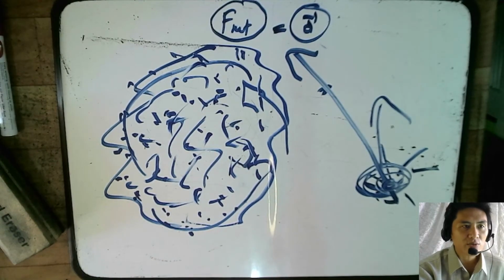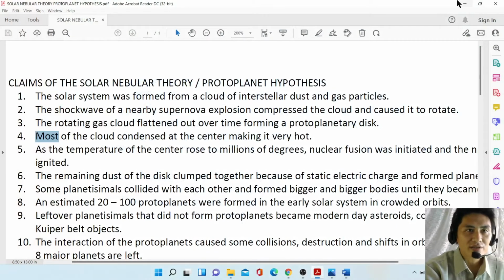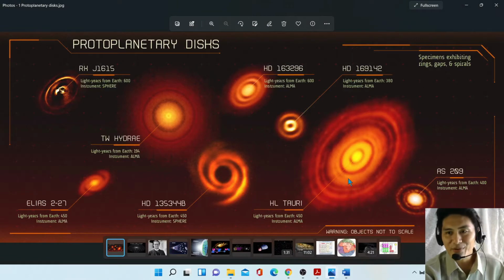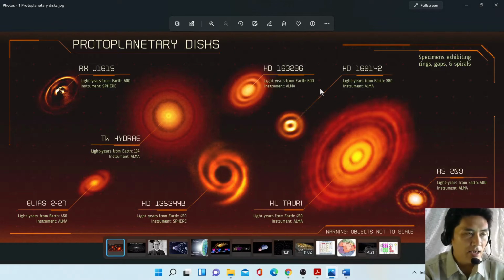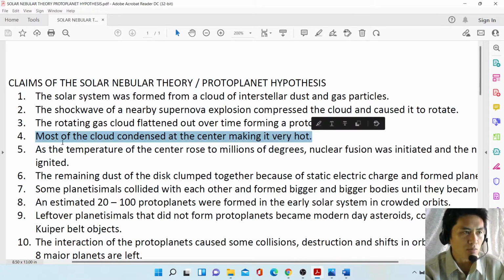So here we see a stage where it flattens out, but the planets and the sun, or the sun in this particular system, have not formed yet. But that will happen next, because I'm sorry, I realized I was not showing you the screen. So let us repeat. These are the protoplanetary disks. Again, they have flattened out, but the star and the planets have not formed yet. But that will happen next time, because number 4, when it flattens out, most of the cloud condensed at the center, making it very hot.